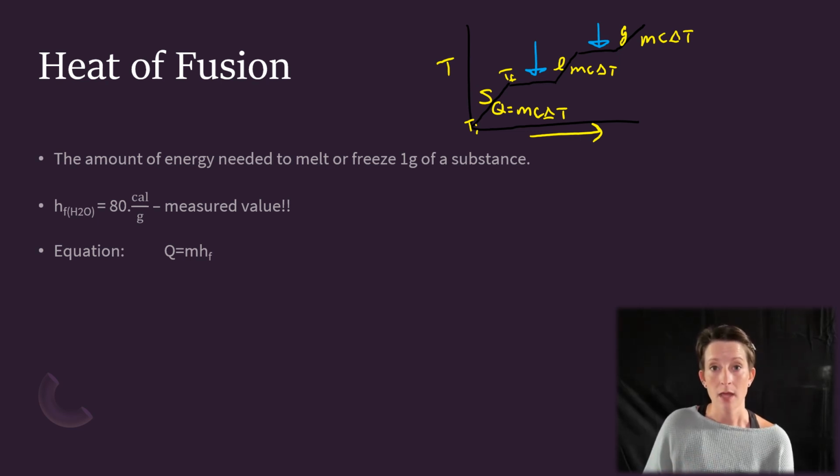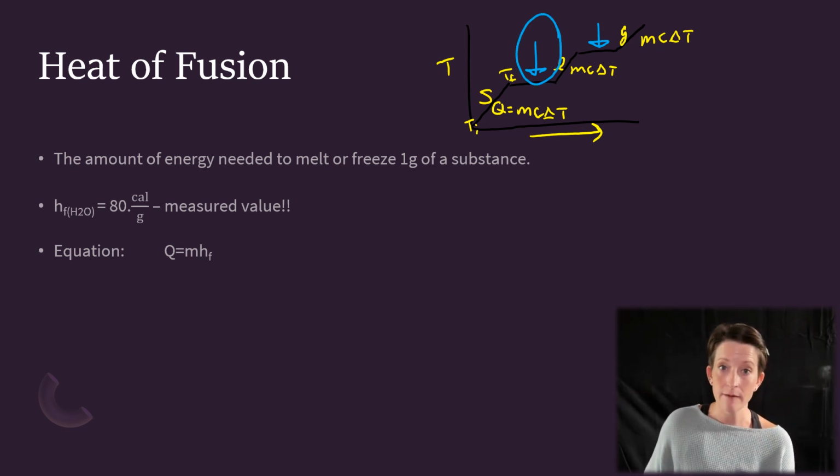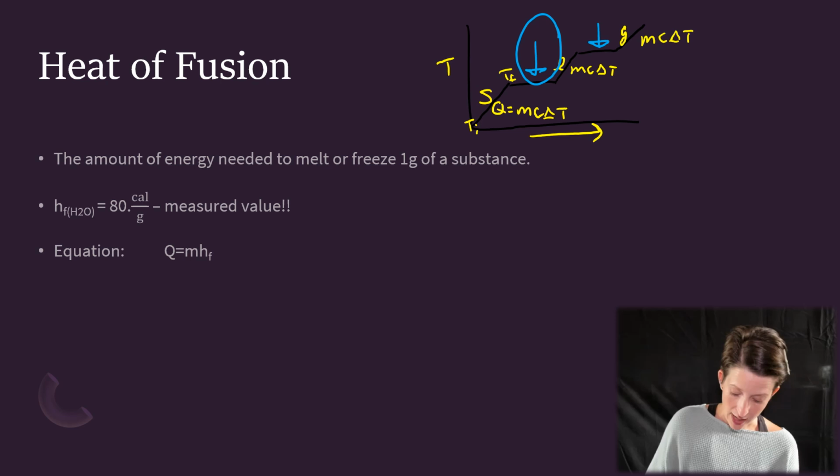We're now focusing on that energy to breaking those intermolecular forces. Therefore, we need to account for the amount of energy it takes to break those intermolecular forces. Each plateau has a different amount of energy that is required. Looking at this first plateau, this is called the heat of fusion, or your HF.